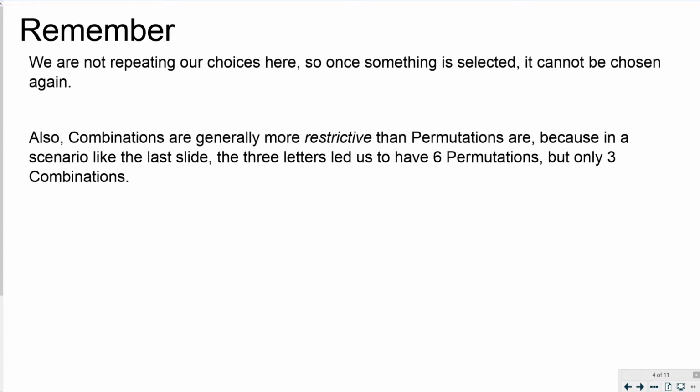So remember that we again are not repeating our choices. Once something is selected, it cannot be chosen again. Also, combinations are generally more restrictive than permutations are, because in a scenario like the last slide, the 3 letters led us to have 6 permutations, but only 3 combinations.